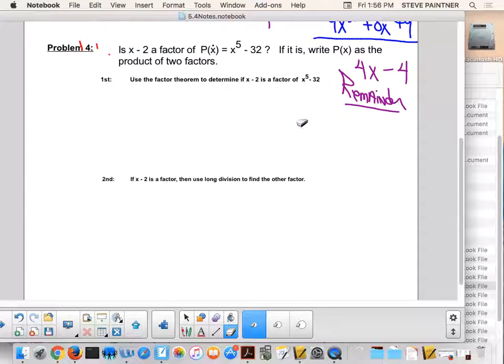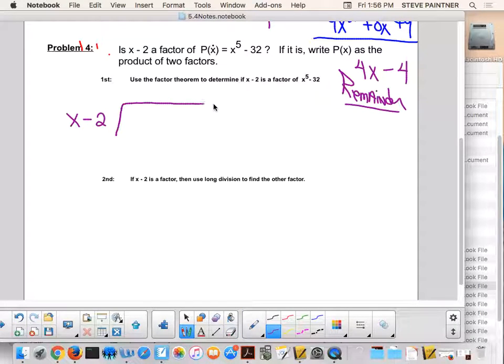All right, ready? Here we go. Well, I want you, you're not going to do it, but I just want you to set it up. Is x minus 2 a factor of this polynomial? And then you know to say yes if it's remainder 0. If it is, write p of x, your polynomial, as the product of the two factors. Okay, so here it goes. If you're going to divide by what? X minus 2. I just want to know, how would you write that inside there?